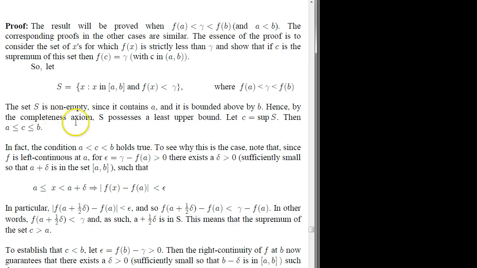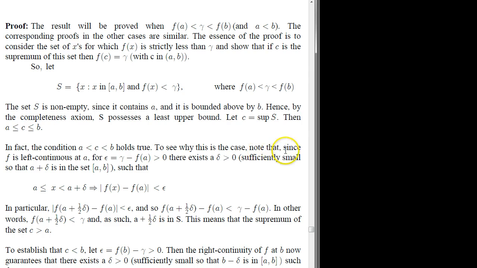Hence, by the completeness axiom for real numbers, the set S possesses a least upper bound. So we'll let c denote the supremum of the set S, the least upper bound. Then, clearly, because of this restriction here, c must lie between a and b. In fact, the proof goes on to say that the condition c is between a and b holds true.